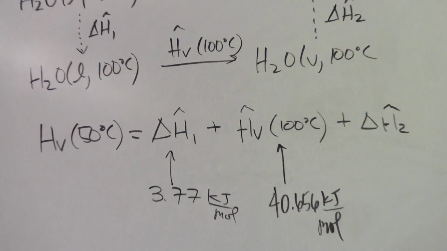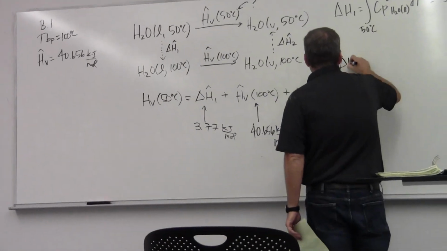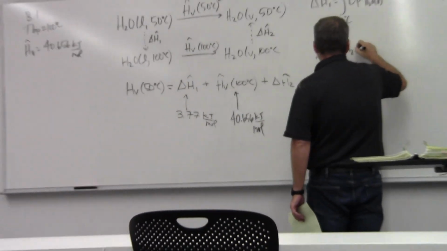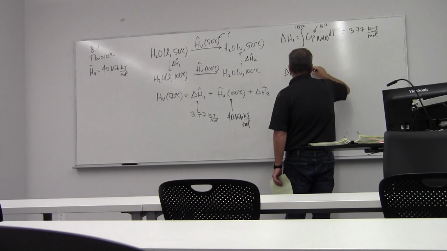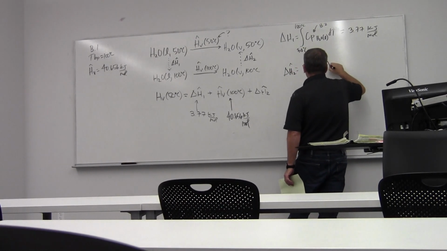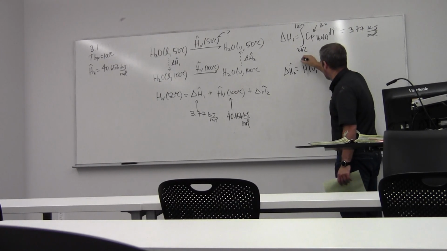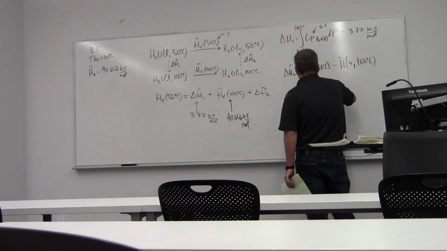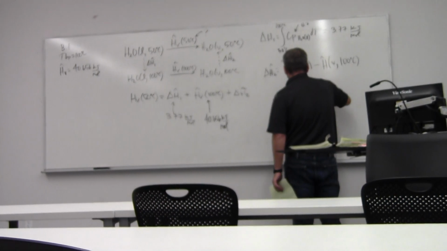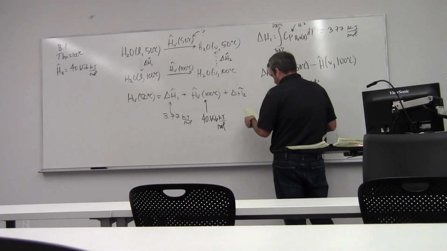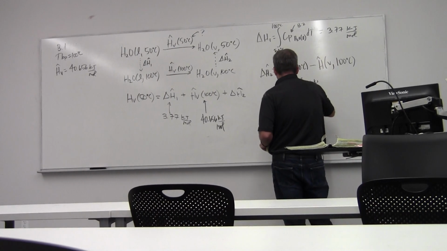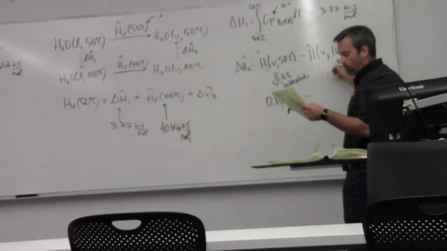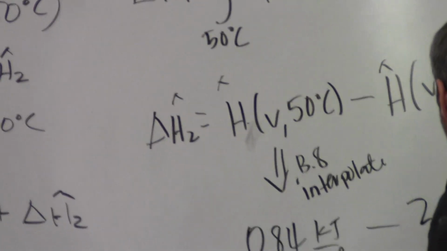All right, now all I need is H2. H2, I'm going to get from B8, like the problem statement told me. So delta H2 is equal to the final minus the initial. So the final is the enthalpy of vapor at 50 degrees Celsius minus the specific enthalpy, I should say, of the vapor at 100 degrees Celsius. So I get this from B8 and interpolate, and that comes out to be 0.84 kilojoules per mole. This one I get from B8, I don't even have to interpolate for that one. It's 2.54 kilojoules per mole.